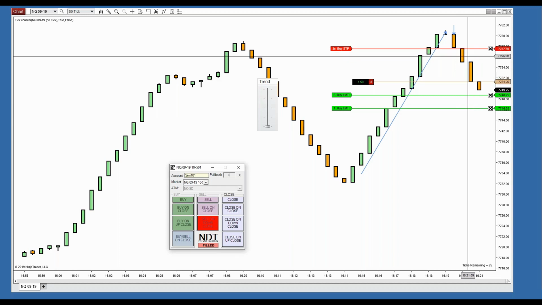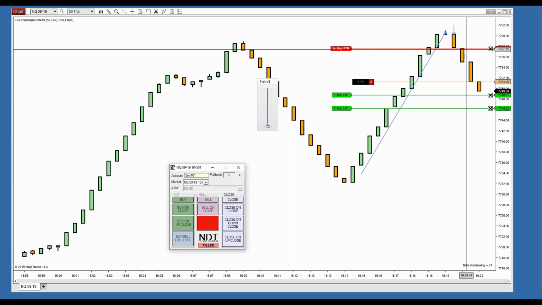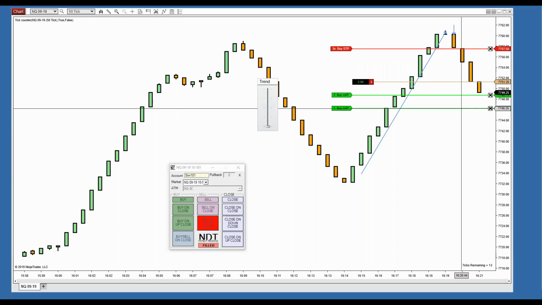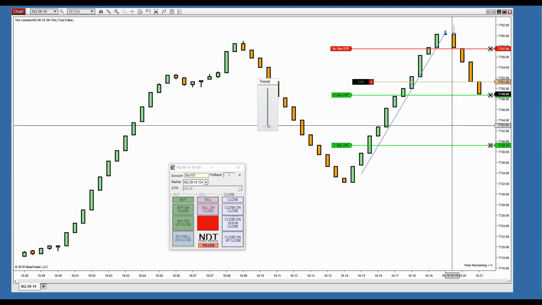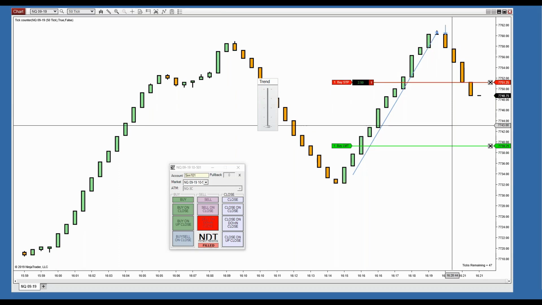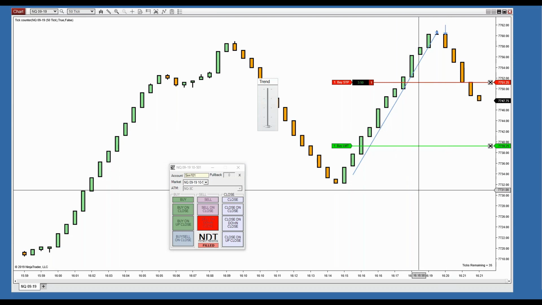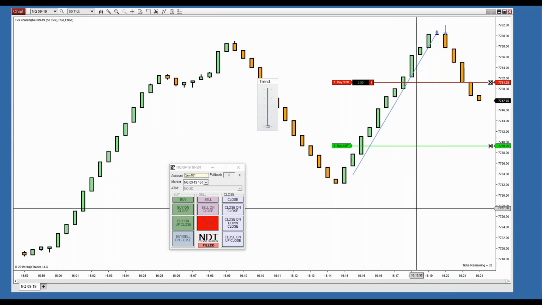Now here's my pre-formatted stop. And I'm going to take the first target. I'm going to move it all the way down here. So there's my stop now. Let's let the market run just a little bit to the downside. Can't make it run any faster than the data feed will let me.